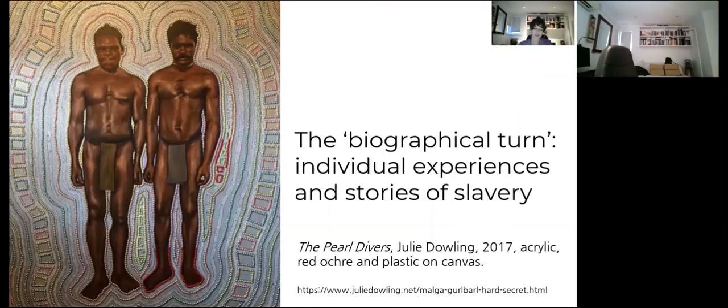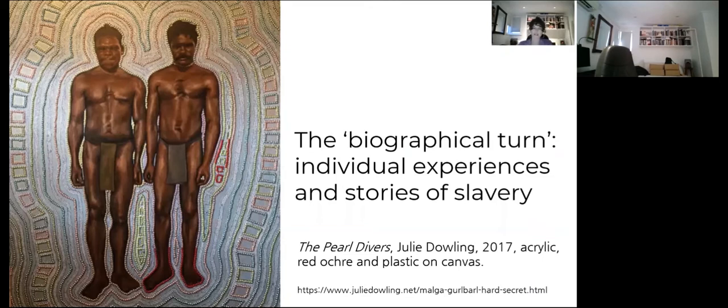The biographical turn in museums has intersected with exhibitions on slavery. Increasingly, the horrors and complexities of the slave trade have been explored through names, faces, and lived experiences of the past. The work of Badimaya First Nation woman and painter Julie Dowling is a particularly poignant example of this, and it's important to emphasise here that Julie does not refer to herself as an Australian Aboriginal.